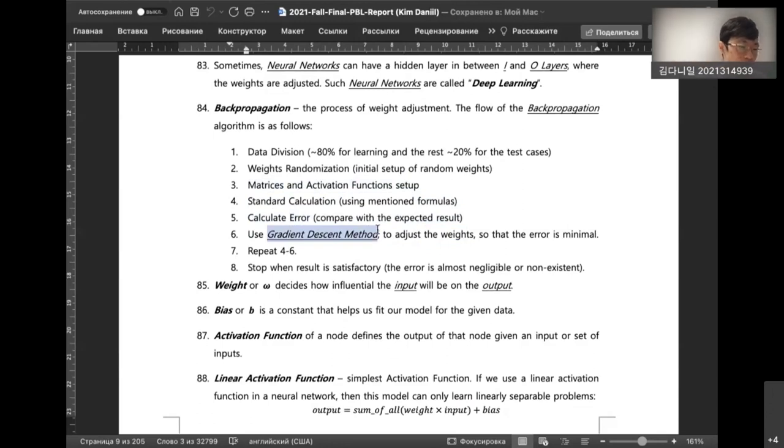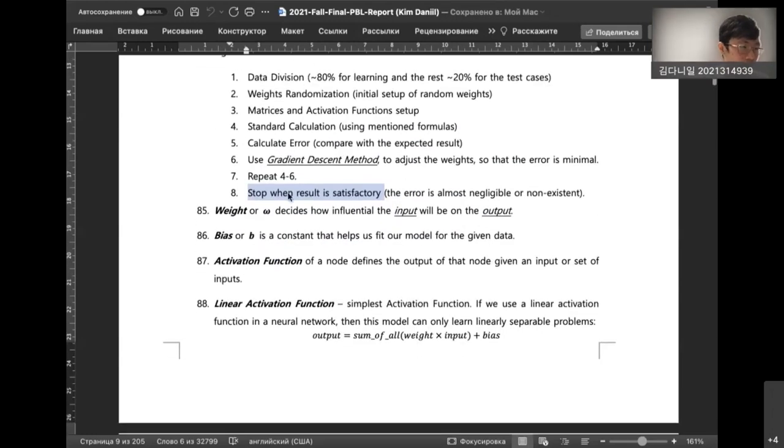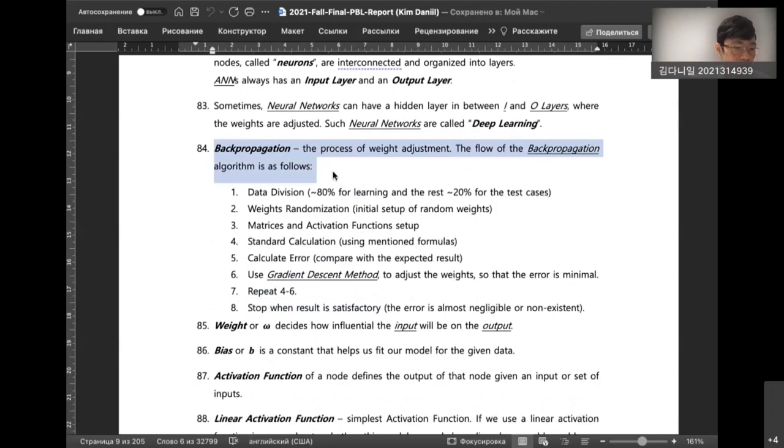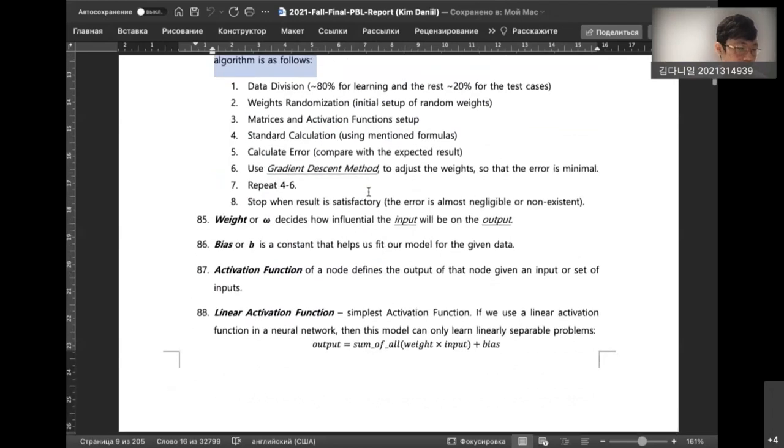Then we adjust the weights and perform again. We again do a standard calculation of our variables. Then we again calculate the error, and if again it is huge, we again perform the gradient descent method. We do that over and over again until we reach satisfactory results. From what I read, usually satisfactory results means an accuracy over 87%. And that's what the backpropagation algorithm is all about. This is the thing that actually teaches the machine.